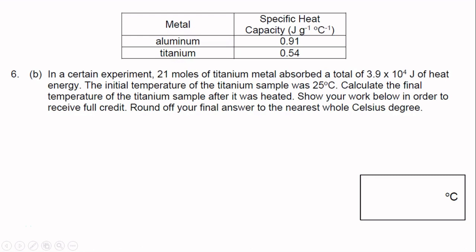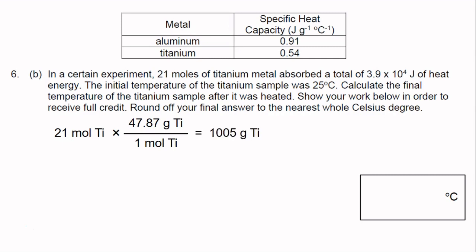Okay, on to part B. In part A, we calculated the amount of heat. In part B, we're going to calculate the final temperature of the titanium sample after it was heated. So we know we have 21 moles of titanium. Let's convert that into grams using the periodic table. So titanium is 47.87 grams per mole. And this gives us a value of 1,005 grams of titanium.